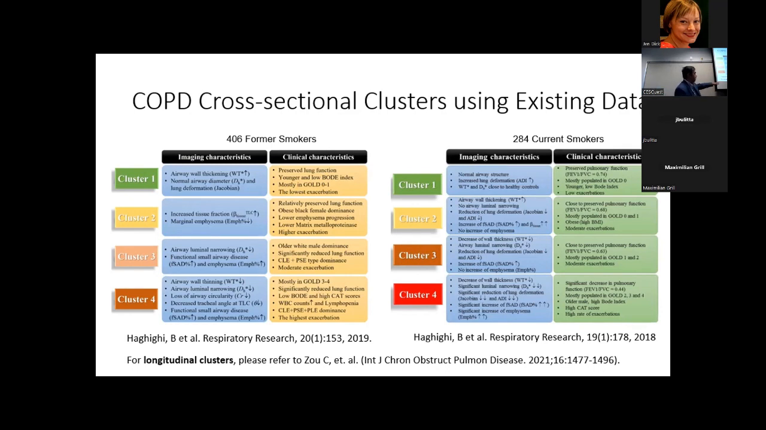We also have the result from longitudinal data. So we call that longitudinal clusters. And these two kinds of clusters are different. One depends on severity. The other depends on disease mechanism. So we found that the imaging metrics for the cross-sectional and longitudinal clusters are slightly different. And that's very important. You want to understand the depositions in smokers.